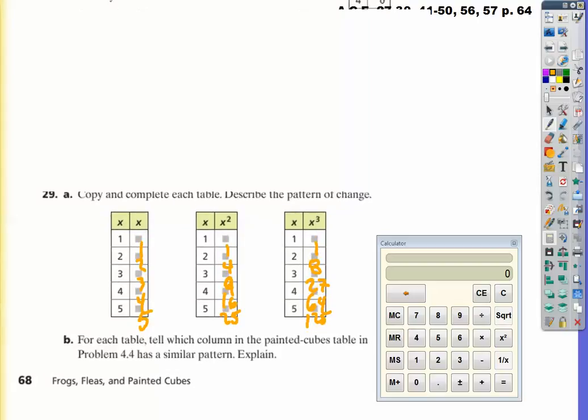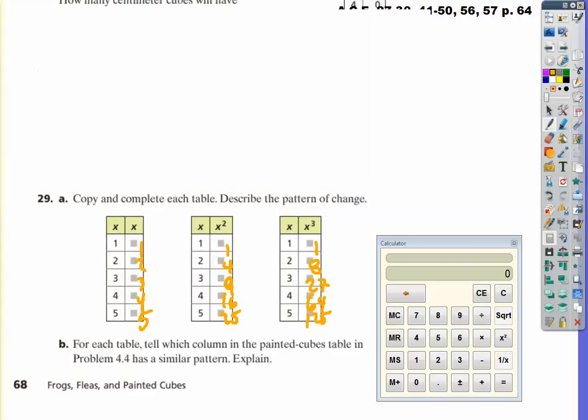Okay, for each table, tell which column in the painted cubes table and problem has a similar pattern. All right, so this is a linear relationship, just like the two-face. Obviously it has a slope of 1. This is a squared relationship, right? A quadratic relationship, just like the one-face.